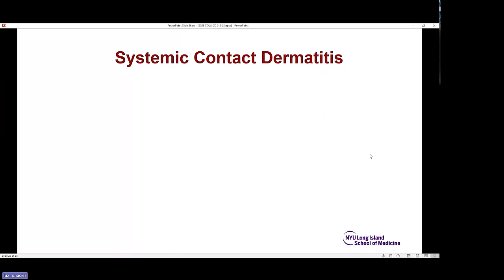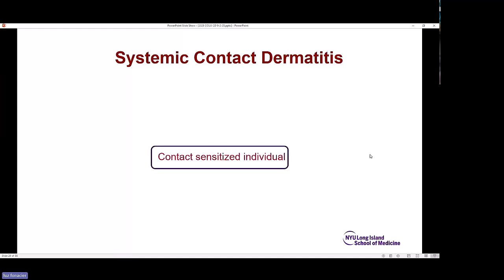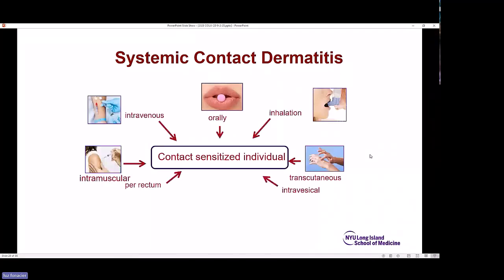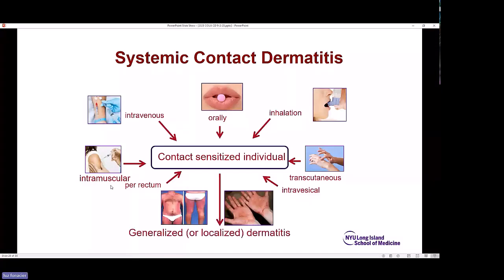Let's look at systemic dermatitis or generalized dermatitis, and there is such a syndrome called systemic contact dermatitis. You have a contact sensitized individual. Let's say contact sensitized to your topical corticosteroids. And then this same molecule is given orally, by inhalation, transcutaneously, intravenously, or by some other route, and you develop a generalized or even localized dermatitis. And you call this systemic contact dermatitis.